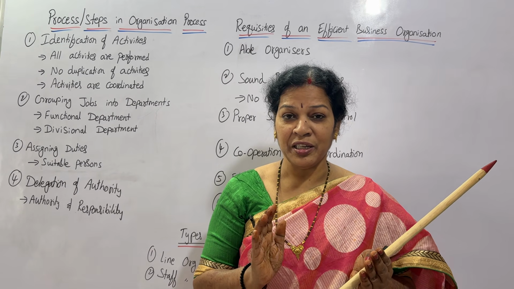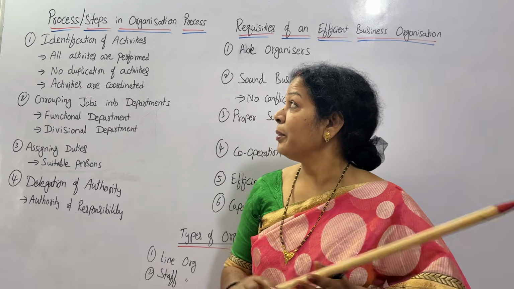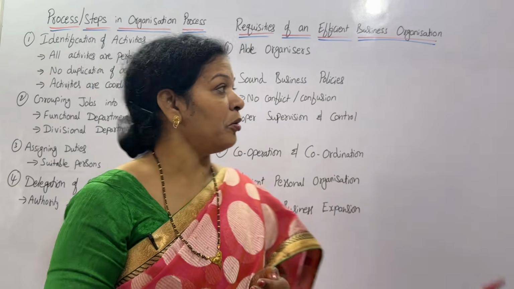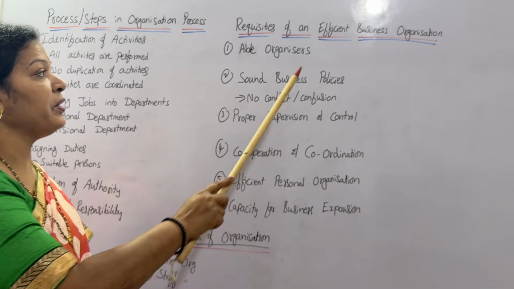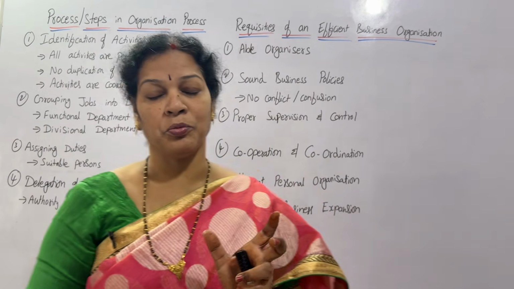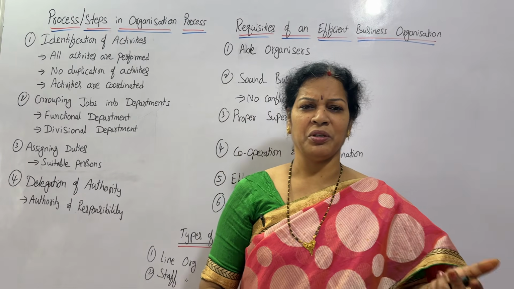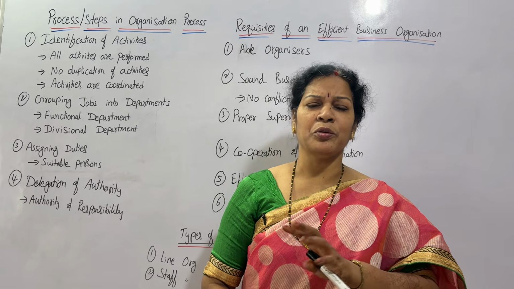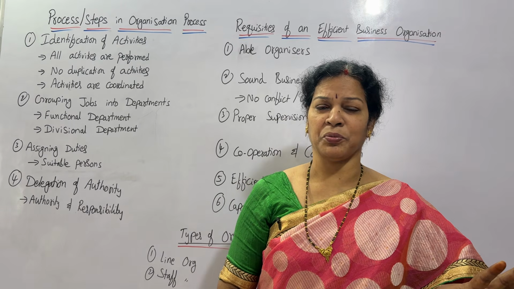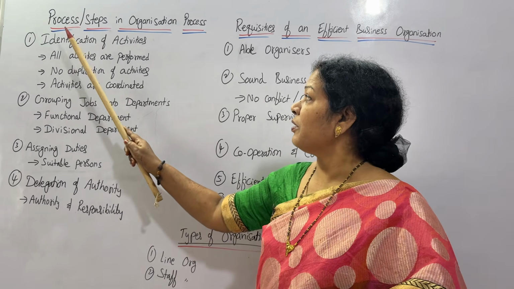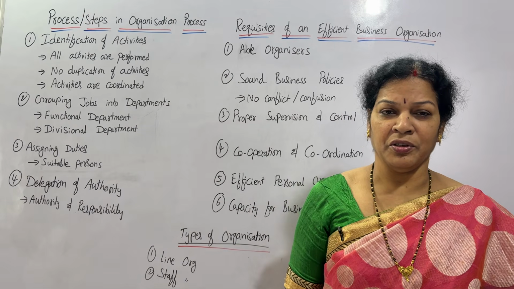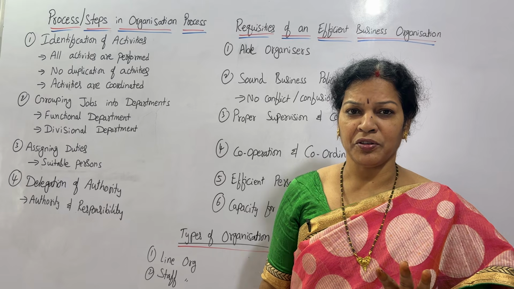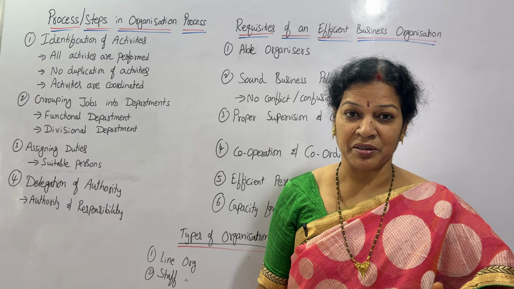Today we'll see an important concept related to the organization, that is the process or steps in the organization, and also we'll see the requisites of an effective business organization. Both are important. Whether you are doing BCom, BBA, CA, CMA, MBA, or any course, for everyone this is useful. First of all, we'll see the process or steps in organization. Total how many processes are there? Simple, 4 processes. Easy to remember.